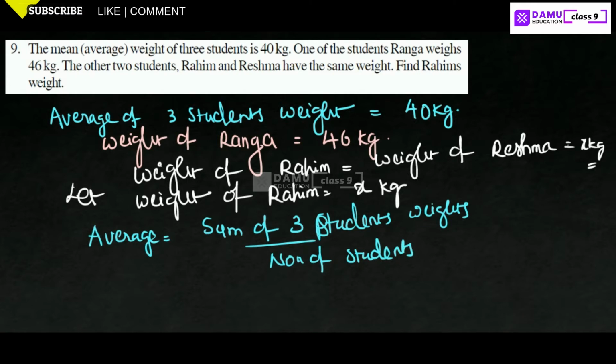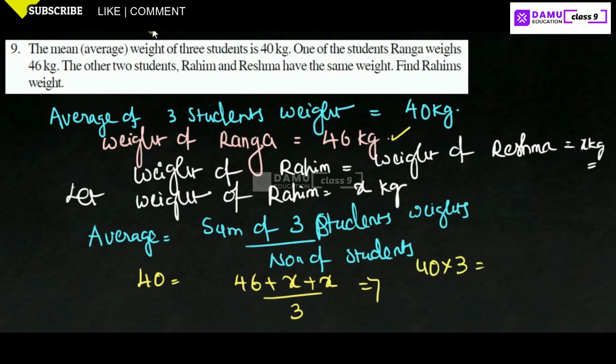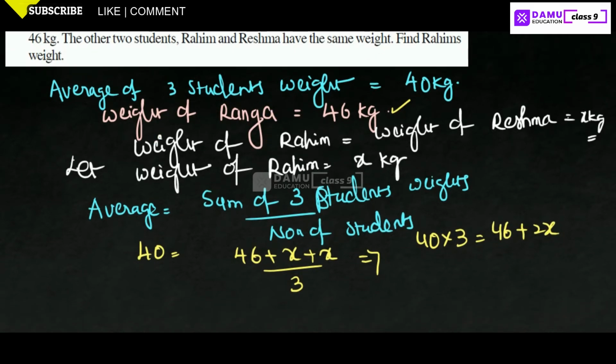The average they are telling us is 40. So the sum of the weights of Ranga plus Rahim plus Reshma, whole divided by 3. So 40 into 3, because 3 students are there, equals 46 plus 2x. 40 into 3 is nothing but 120. So 120 will be equal to 46 plus 2x.